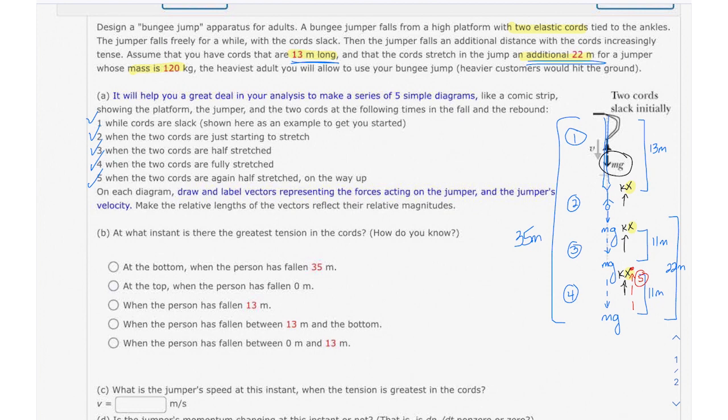So that's the situation, and that's part A with a few different diagrams displaying the different phases in our bungee jump. Now we're going to get into looking at this both conceptually and numerically coming up.